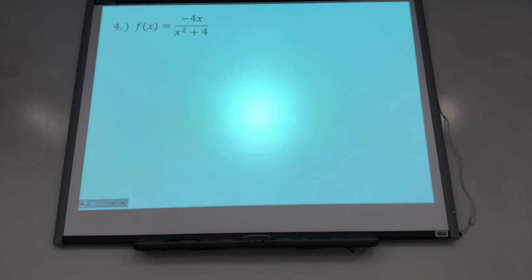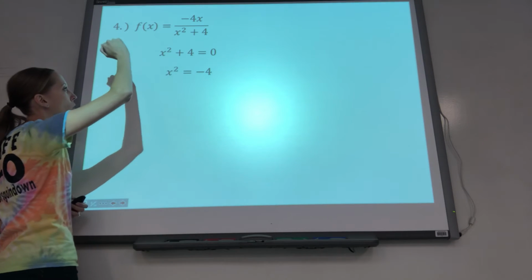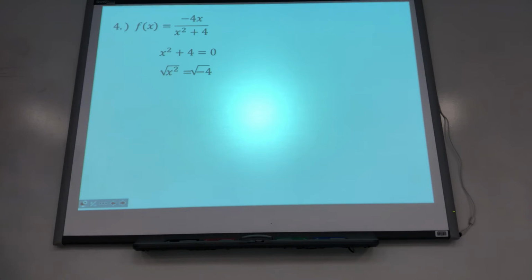Alrighty, let's try just a couple more. Number 4, f of x equals negative 4x over x squared plus 4. Same deal. I'm trying to find the vertical asymptotes. So, step 1 again is to set the bottom equal to 0, solve for x, subtract 4, square root both sides. Now, hang on a second. We're square rooting a negative. That can't happen. And so that would actually just tell me that there are no vertical asymptotes for that function.